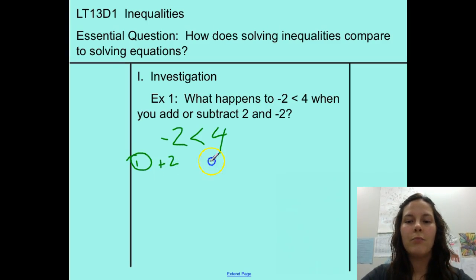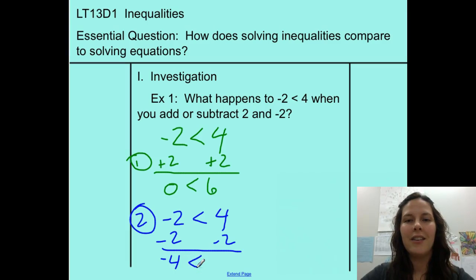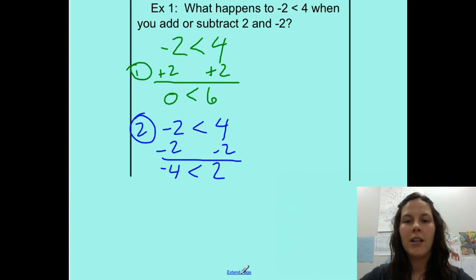So adding 2 to both sides of my inequality gives me 0 is less than 6, which is also true. So adding a number or adding a value to both sides of an inequality keeps the inequality true. So let's see what happens when we subtract 2 from both sides of our inequality. Subtracting 2, -2 minus 2 is -4, less than 4 minus 2 is 2. Well, -4 is less than 2, so that's still a true statement.